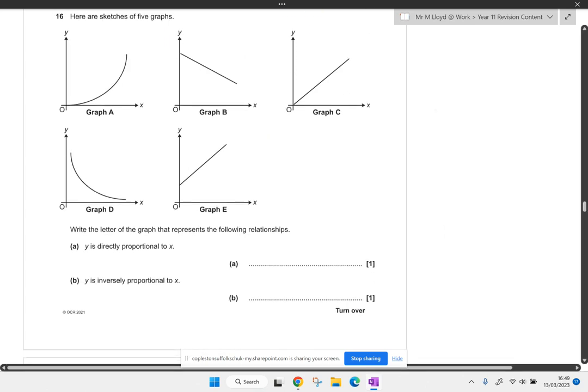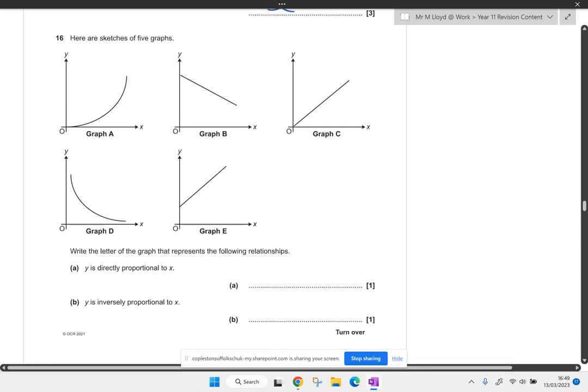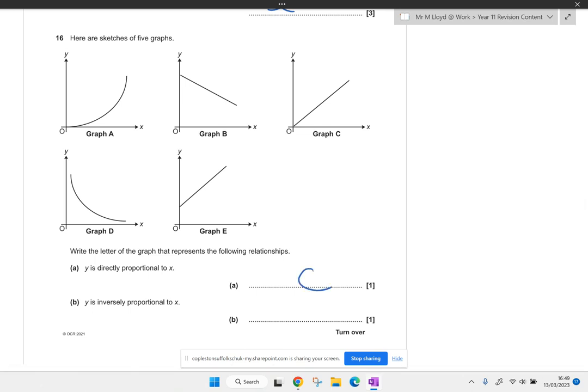Right, 16. Here are sketches of 5 graphs. C is our one for direct proportion. It starts at 0, 0. It's a nice straight line. As one goes up, so does the other one. So that makes sense. And then inverse proportion is D, because as this one gets bigger, the other one gets smaller in proportion.